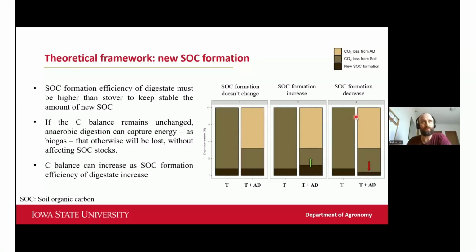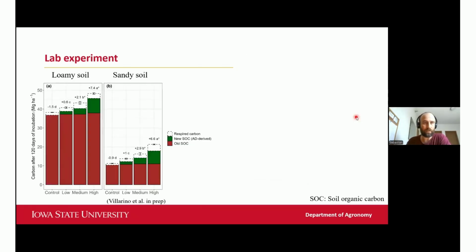We are not sure about what the formation efficiency of the digestate is, and that is why we are studying that. So let's see some results.